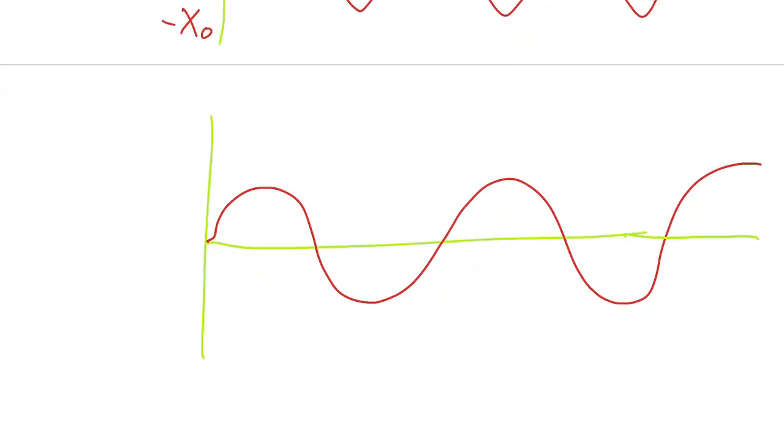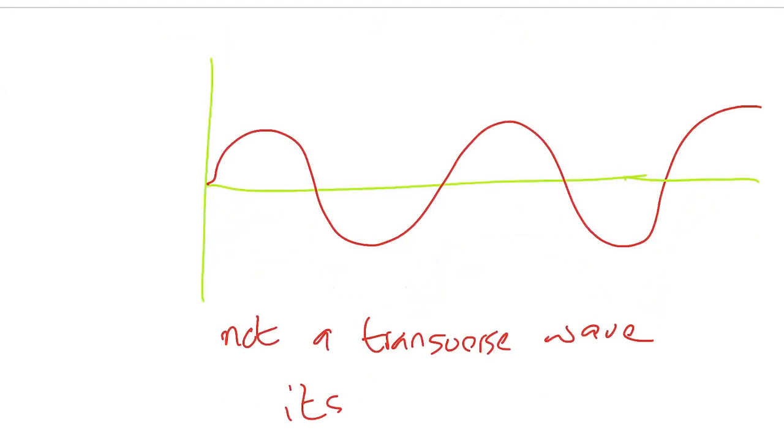Let me write this at the bottom here quickly, just so you make sure this is not a transverse wave. It's a function. When I say function, I mean that in the mathematical sense. It's an equation that says this is what's happening to the displacement of that single particle.